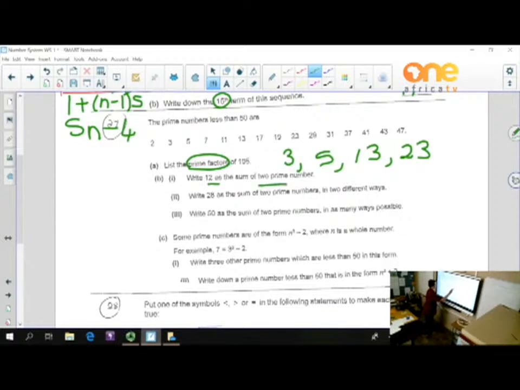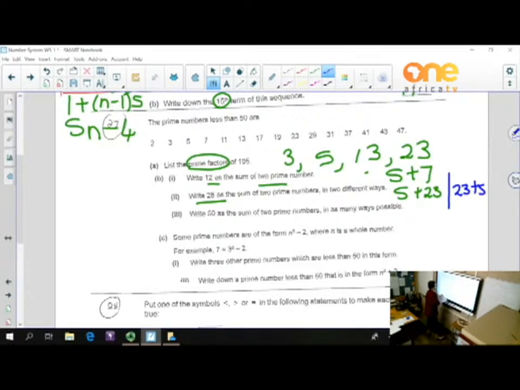Write 12 as the sum of 2 prime numbers. So we can see now what will give us, and that will be 5 plus 7. There's my prime numbers. I choose them there. Write 28 as the sum of 2 prime numbers. So you'll have to see what about 5 and 23. So 5 plus 23, but it could also be 23 plus 5. They say in 2 different ways. Perhaps you can find another one.